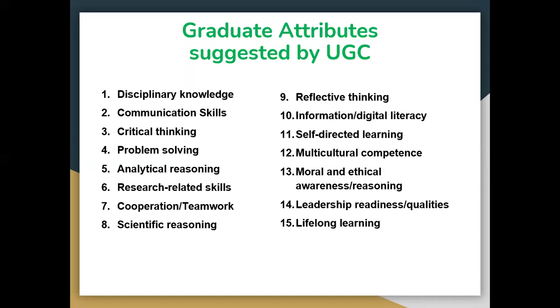Then we can have teamwork. Self-directed learning is a must nowadays because the technology is changing every time, so the student should acquire that skill. Reflective thinking, digital literacy is another one. Lifelong learning. Then moral and ethical awareness. So all these are graduate attributes. According to the design of our PEO, we can choose the graduate attributes.